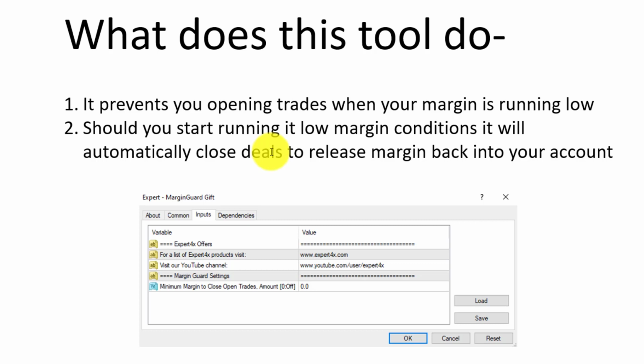We are looking at building this feature into all of our EAs so that traders can manage their free margin in most of our EAs. At the moment, it is a freestanding tool.